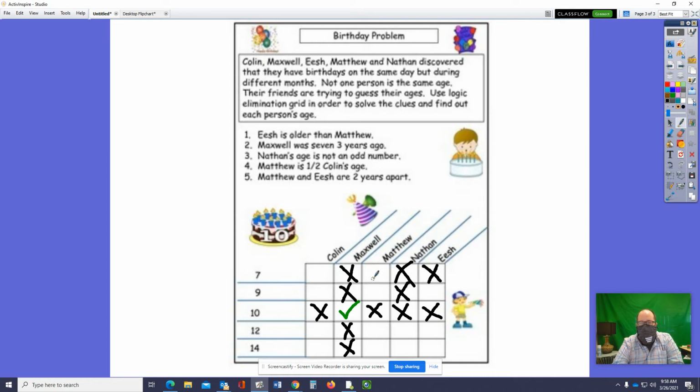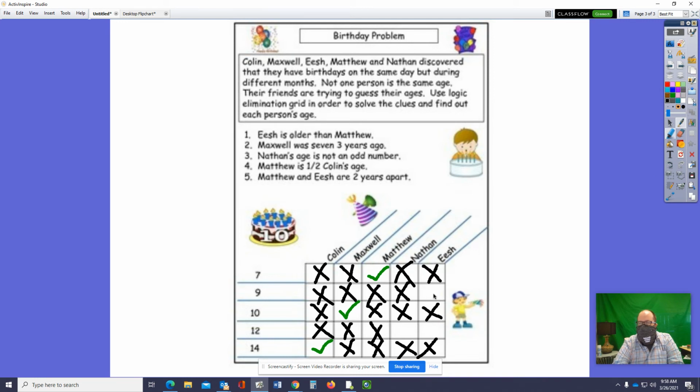So the only way that it would work out is if Matthew is 7, then that means that Colin is going to be 14. And so we'll say Colin then is 14. So Matthew is half of Colin's age. That's the only one that would work out. So then we cross off again everything else. Nobody else is 7. Matthew is nobody else's age. Cross off all the 14s and cross off all of the Colins. There you go.